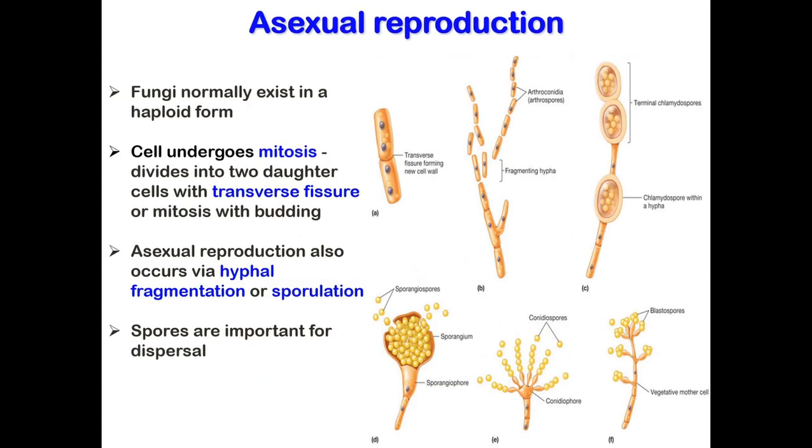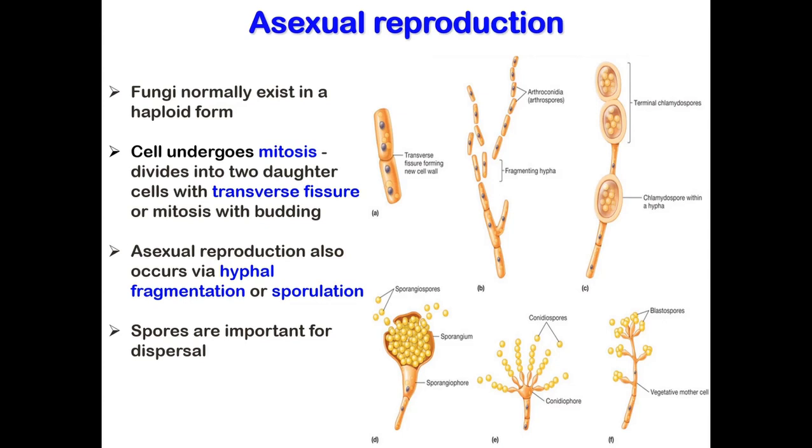So asexual reproduction is the other form of reproduction shown by fungi, and this can be carried out in several ways. One way is that the parent cell undergoes mitosis and divides into two daughter cells by a central constriction and formation of a new cell wall. This formation of the new cell wall is called transverse fission, and this is shown in figure A. Or mitosis can occur with budding, which happens with yeast.